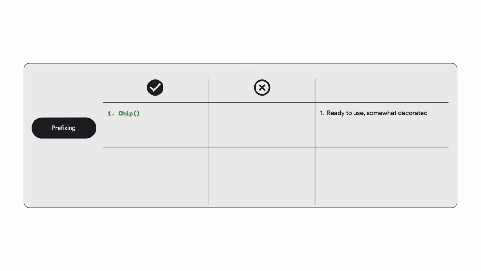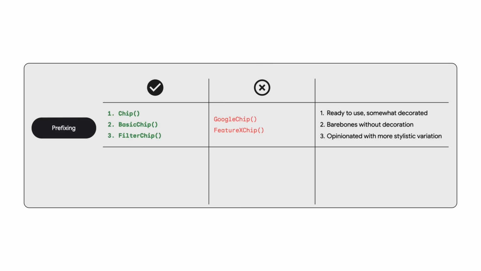Components without a prefix can represent basic components that are ready to use and somewhat decorated. Consider using a basic prefix for APIs that are bare bones with no decoration. This is a signal it can be wrapped with more decoration, as the API is not expected to be used as is. One level, or layer, above are the opinionated APIs, such as the filter chip and input chip, signaling that there are more stylistic variations. Prefer prefixes and names that are mostly derived from the component's use case or purpose, instead of using generic company name, module, or feature prefixes.